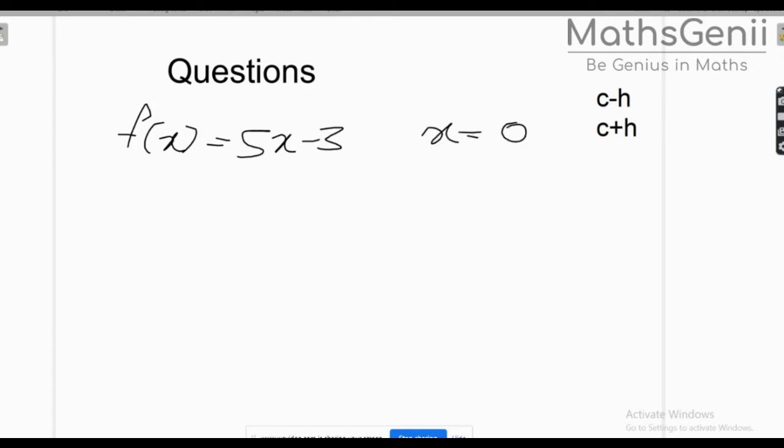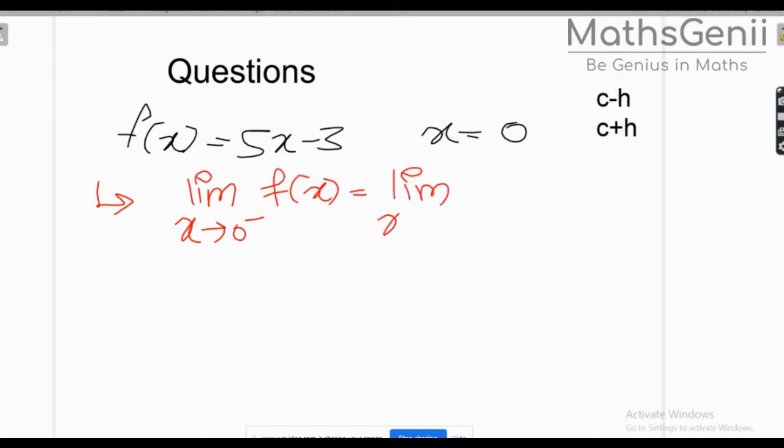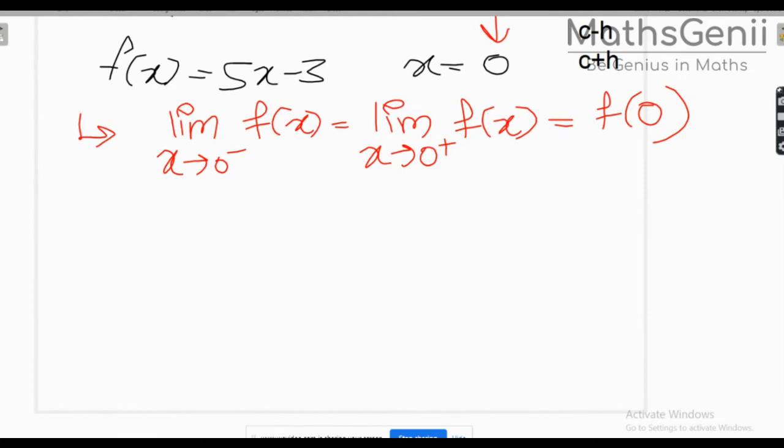Okay, now what I have taught you is you have to find three things. Immediately write down what are the three things that you have to prove. When is this function going to be continuous? It's going to be continuous when limit x tends to 0 minus f of x is equal to limit x tends to 0 plus f of x is equal to f of 0. That means f of c. So this is your general point to prove continuity. It's going to be super simple.